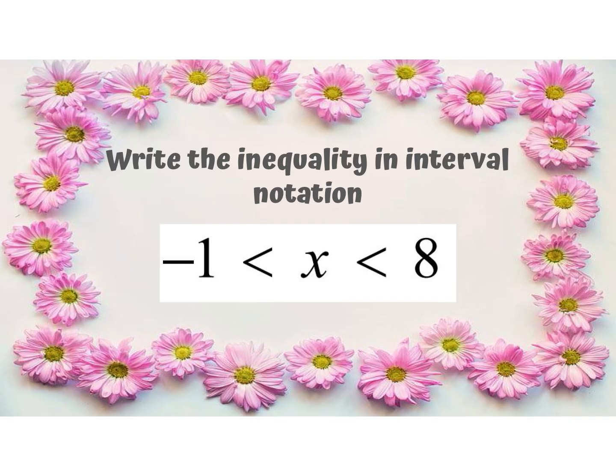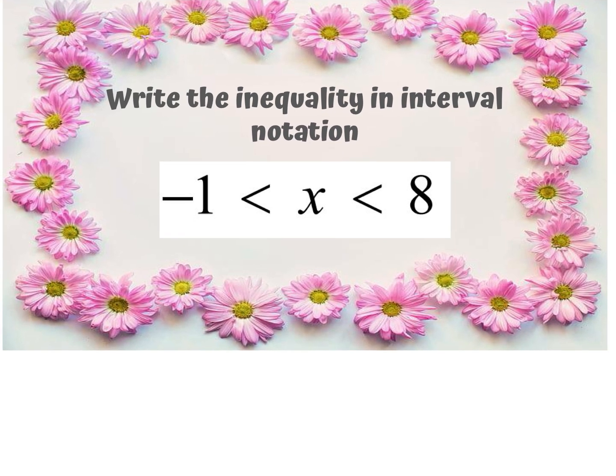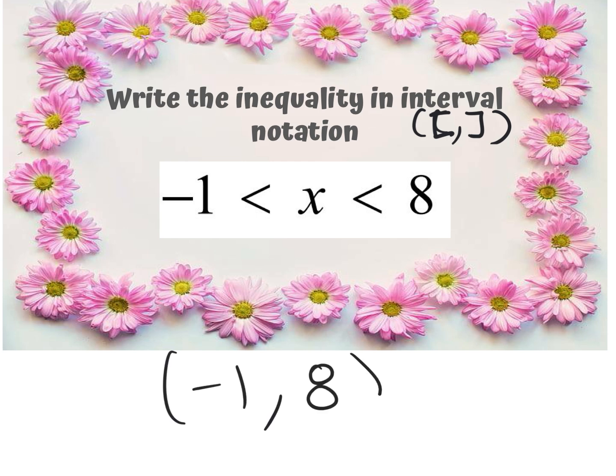Now I do want to explain some of these because some people were having issues with it. For inequality to interval, interval means we need parentheses and brackets. On the left side, I don't have an equal sign. Not equal sign means we're talking about the angle, and then angle has parentheses. So parentheses, -1, 8, parentheses. That's how we use the angle to go from one notation to the other.